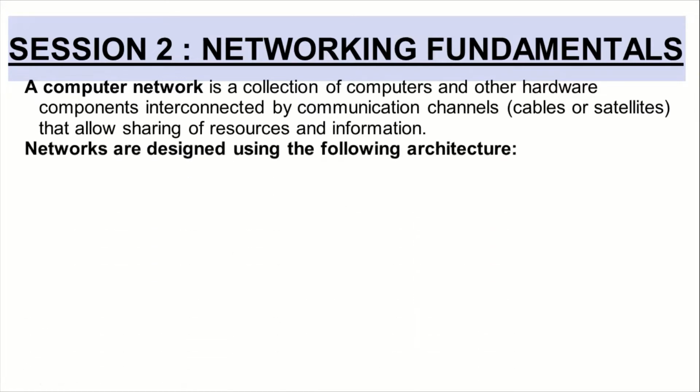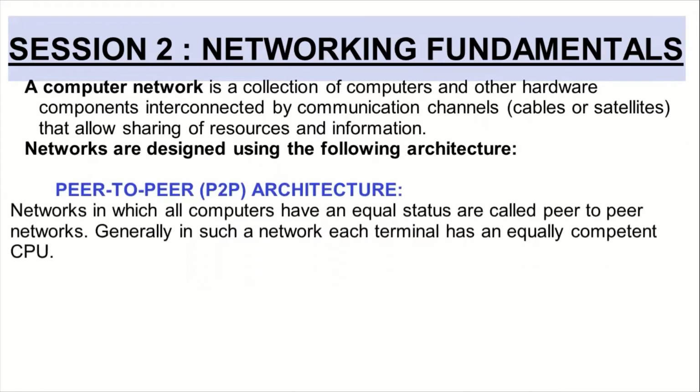Networks are designed using the following architecture. You can make a network with basically two types of architecture. One is peer-to-peer or P2P. In this network, all computers have equal status. Generally in such a network, each terminal has an equally competent CPU. So all systems have an equal kind of configuration, equal status, and they all can store data.